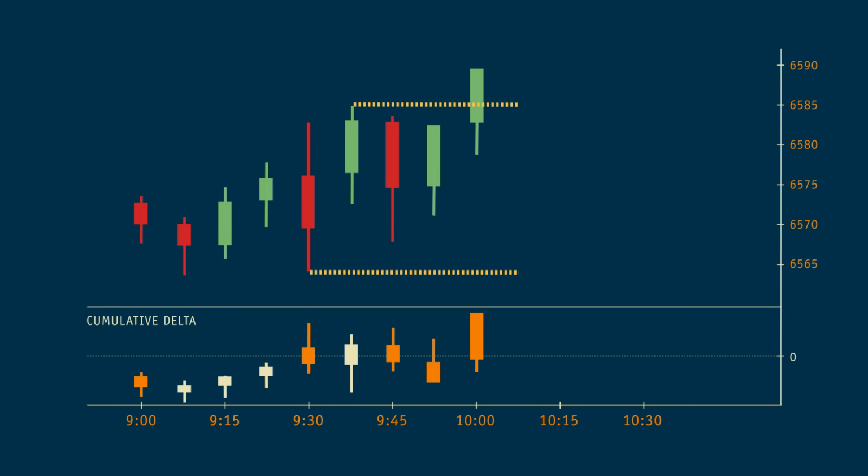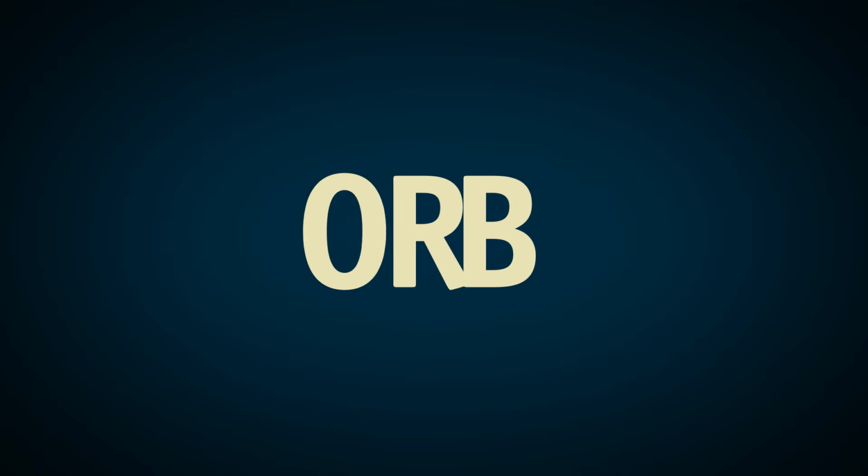So in practice, when price breaks the opening range high and delta confirms with strong positive numbers, that's conviction. When it doesn't, caution is required. The opening range breakout is timeless, but with refinements, fair value gaps, volume profile, and delta, it becomes more than just a breakout. It becomes a structured approach to finding conviction in the chaos of the open.